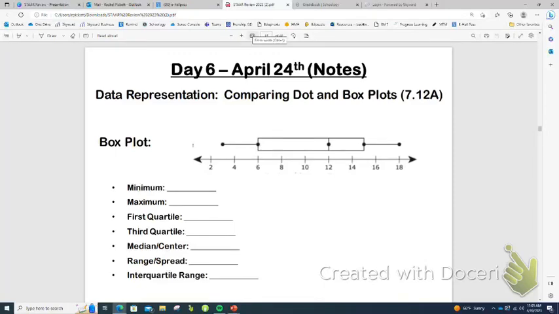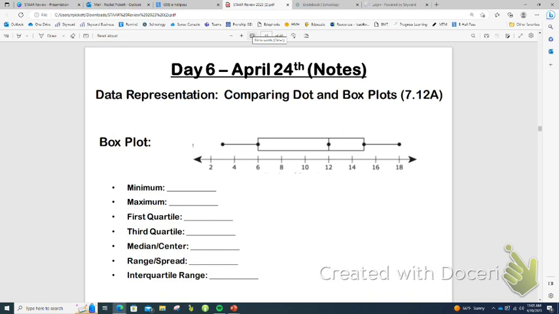Hello guys, today is day 6 of STAAR review, and today we will be reviewing how to compare data on dot plots and box plots. So starting with box plots, a lot of this is just vocabulary. If you know the vocabulary words, then these questions should not be too difficult. So first, let's go ahead and review what they all mean.